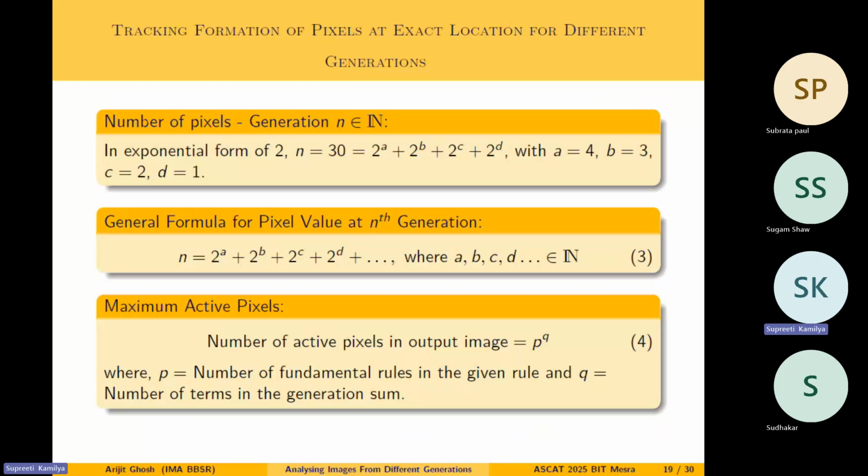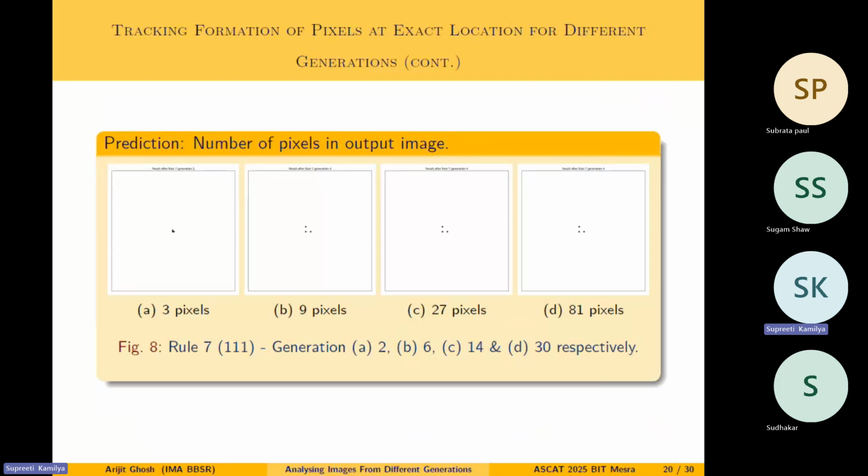We also say the maximum number of active pixels formed can be calculated by the formula p to the power q, where p is the number of fundamental rules and q is the number of terms in the generation sum. I explain this concept by taking an example.